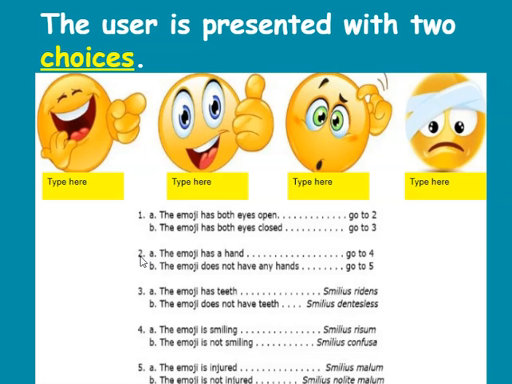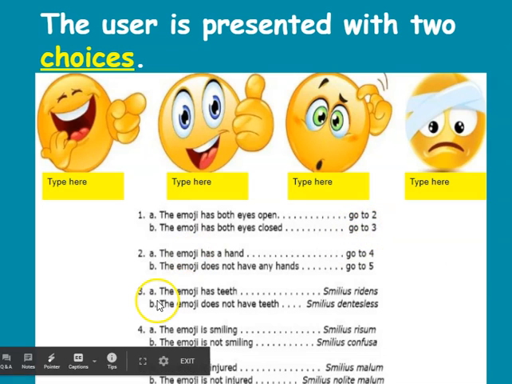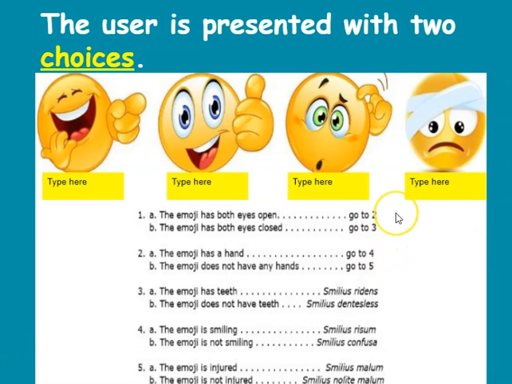Right? The emoji has both eyes closed. I see 1 has its eyes closed. So this says go to 3. That means go to 3. You're jumping down to 3 next. So that's how it's kind of like a scavenger hunt, where you're going to the next set of clues, and it's basically clues so that you can find out exactly what you're looking at.